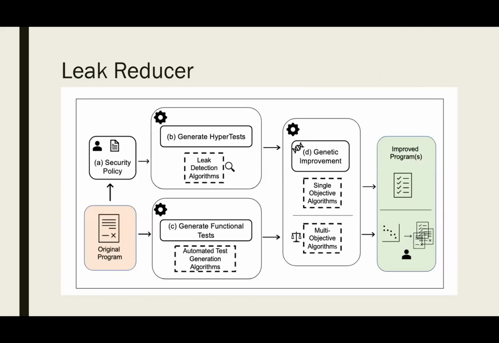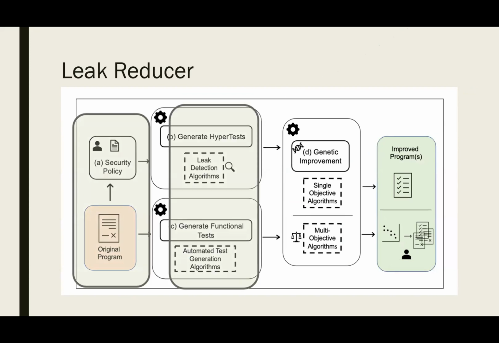So, LeakReducer: we start again with a security policy and our original program. Now we have two things. We can generate our hypertests, and we have our leak reduction algorithms. We generate our functional tests, and here we can use different kinds of automated test generation. We used fuzzers. We could use something like EvoSuite, except this was all in C, so we can use an equivalent C generation tool, or we can even manually generate them, which I would like to actually try at this point. Then we did our genetic improvement, and now we wanted to have both single and multi-objective.